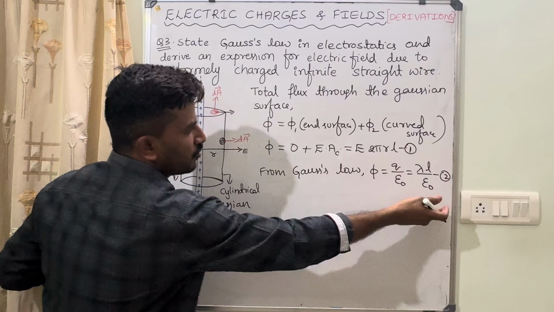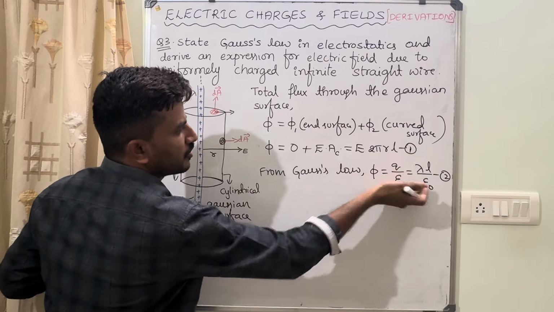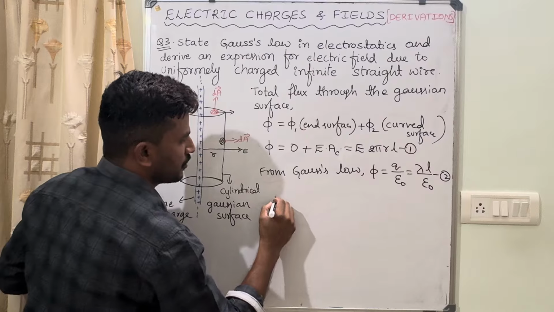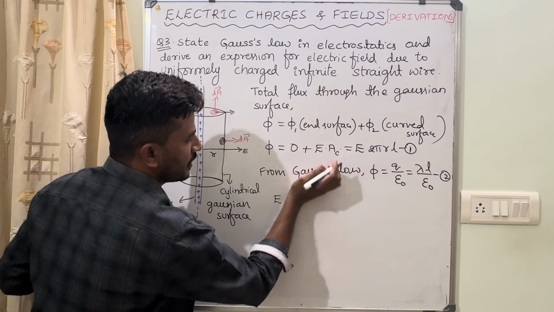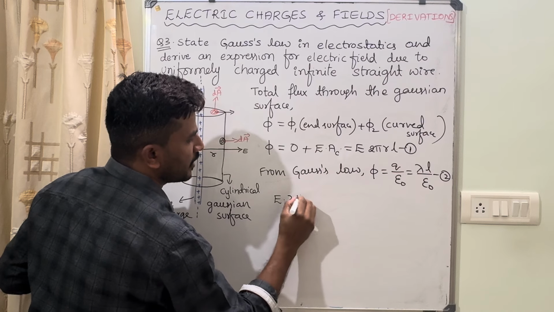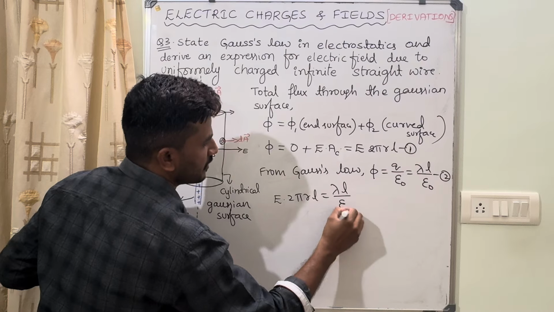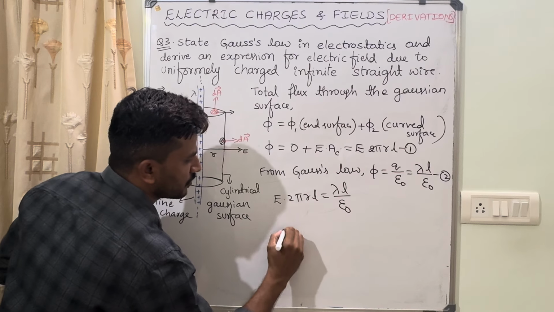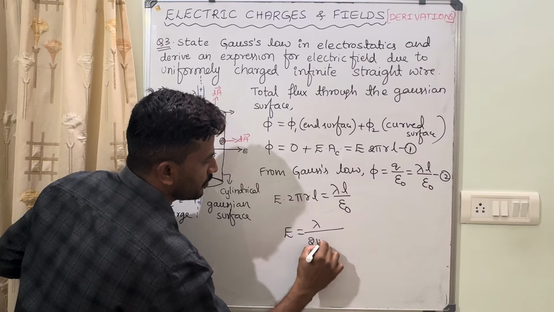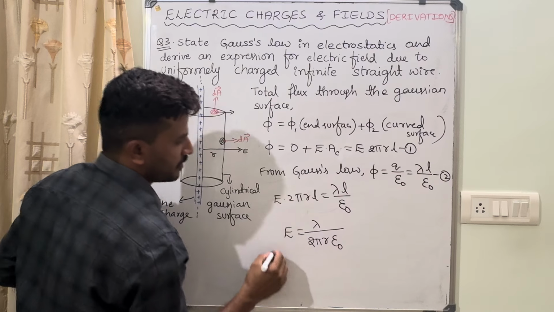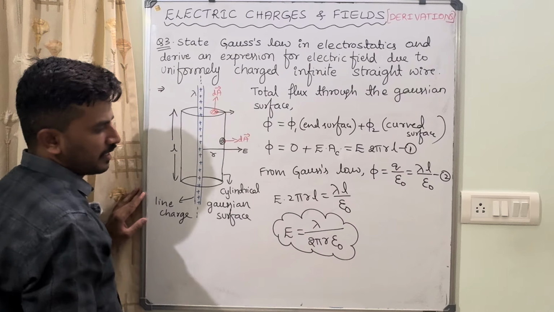So from 1 and 2, can we equate this one is equal to this one, because phi is equal to phi, right hand sides are equal. So E into 2 pi r L is equal to lambda L by epsilon. L will get cancelled, so E is equal to lambda divided by 2 pi r into epsilon naught. So this is the expression for electric field.